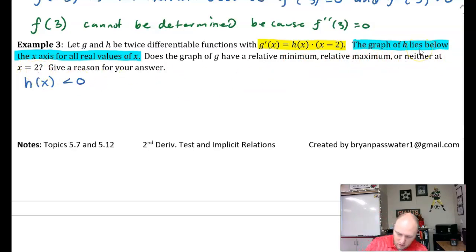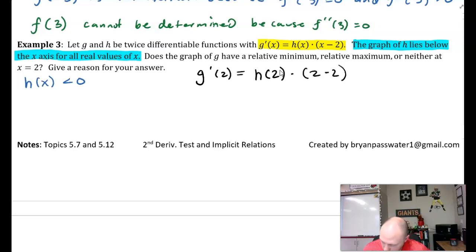Okay, so in order to determine if we have a relative minimum, maximum, or neither at x equals 2, what I need to go ahead and first see is what is g prime of 2. I'm going to go ahead and plug this in. h of 2 times 2 minus 2. Well, that's h of 2 times 0. So that's 0. Yes, it's a critical value. I know that the slope there is 0.